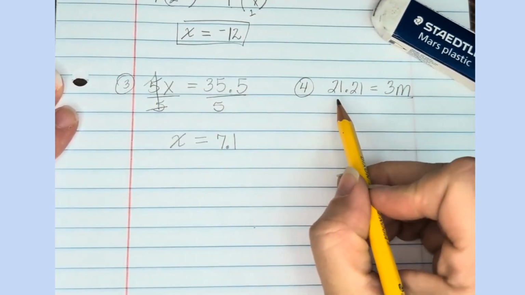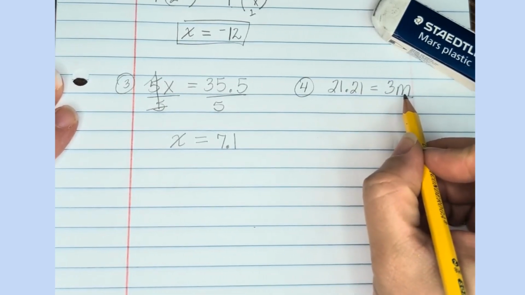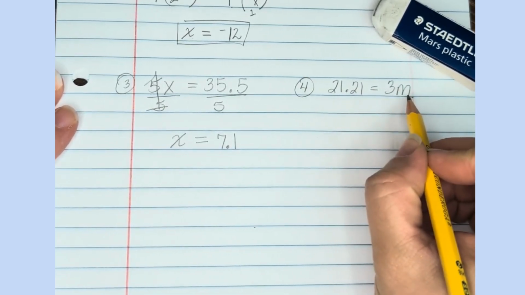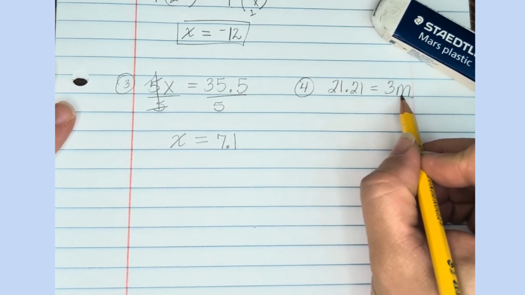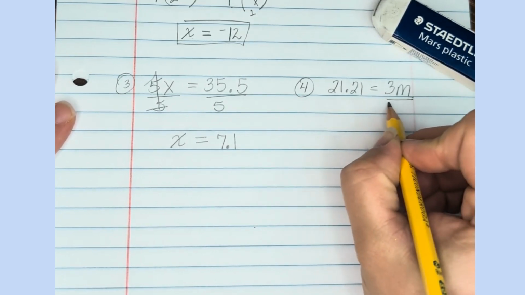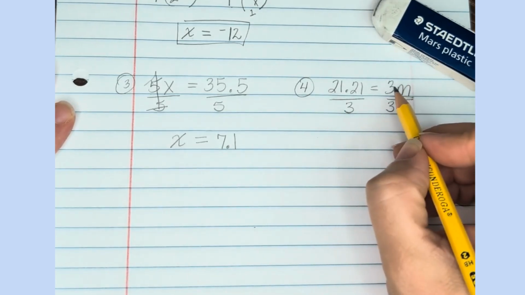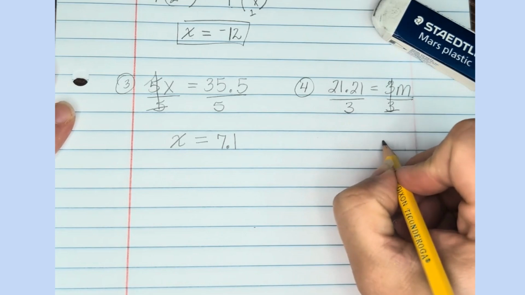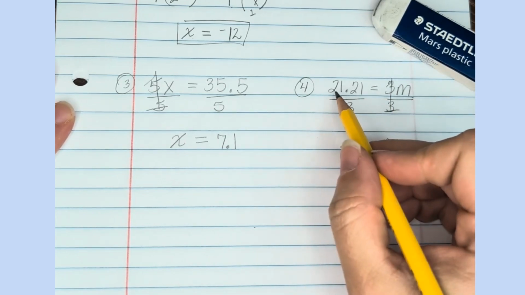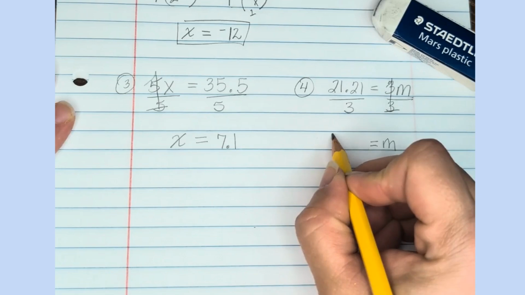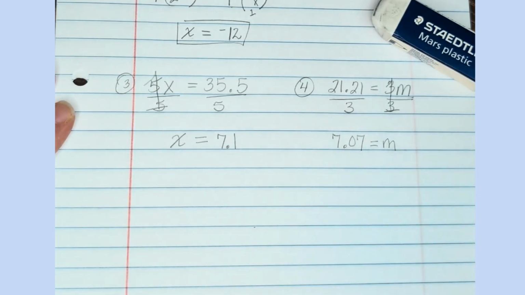Number 4, 21.21 is equal to 3m. Again, we're going to look for a variable. We want to isolate it or get it by itself. The opposite of multiplying by a 3 is going to be to divide by 3. When we divide by 3 on the right-hand side, 3 divided by 3 is 1, so we are left with m on the right-hand side, and 3 goes into 21.21, 7.07 times.